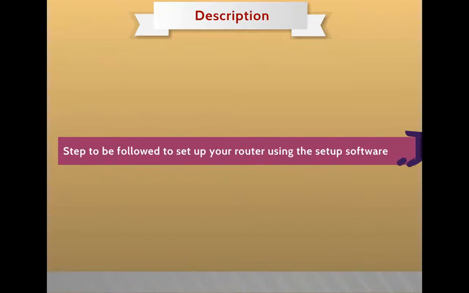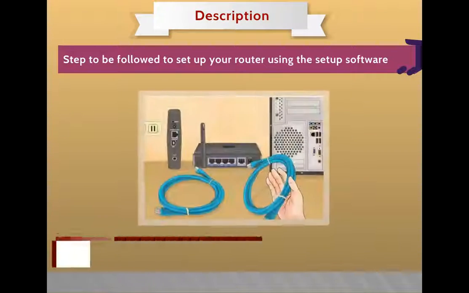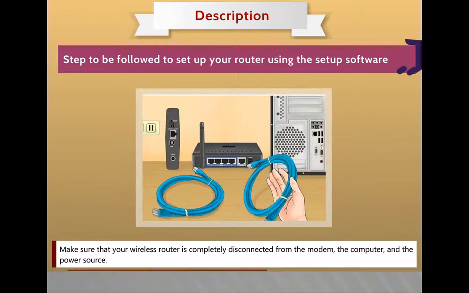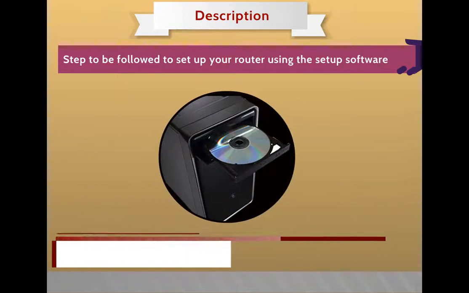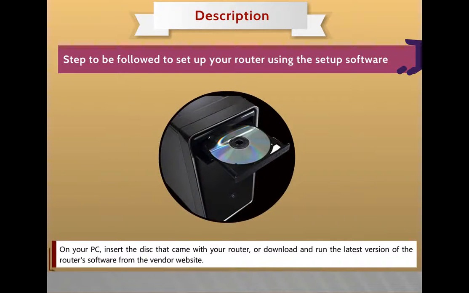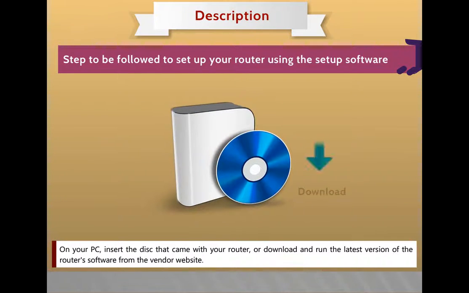Steps to be followed to set up your router using the setup software. Make sure that your wireless router is completely disconnected from the modem, the computer, and the power source. On your PC, insert the disk that came with your router or download and run the latest version of the router software from the vendor website.